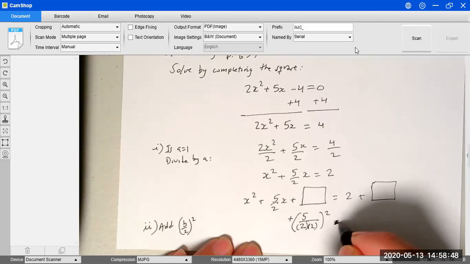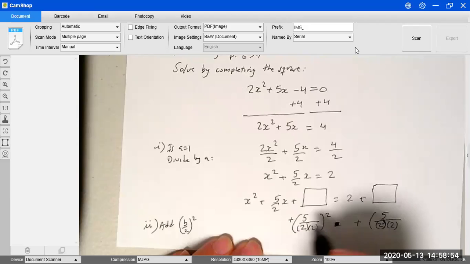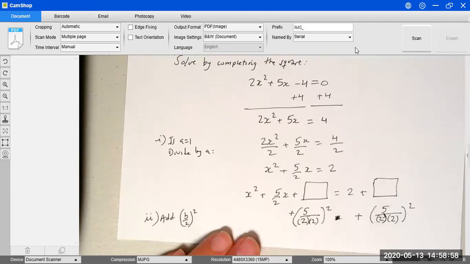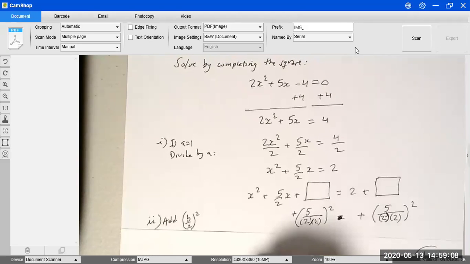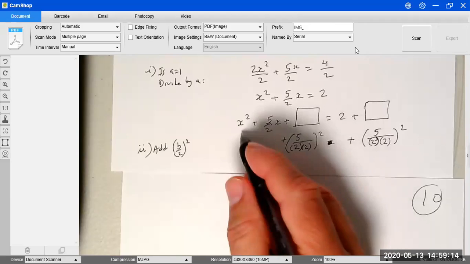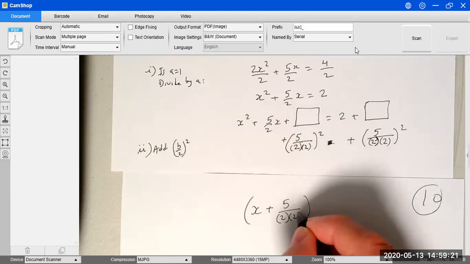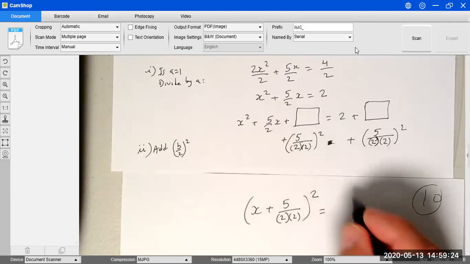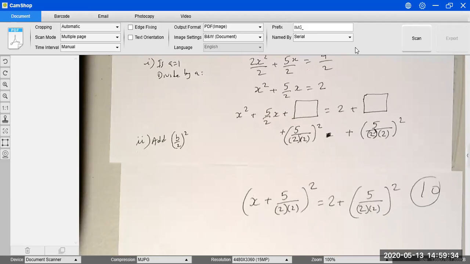We're going to add 5 over 2 times 2, because we're dividing by 2, squared. Okay, let's continue with these operations. On the left hand side, we only care about the perfect square. So what is the perfect square? It's going to be x plus 5 over 2 times 2, all squared. On the right hand side, I'm going to have 2 plus 5 over 2 times 2, squared. Now let's simplify things.